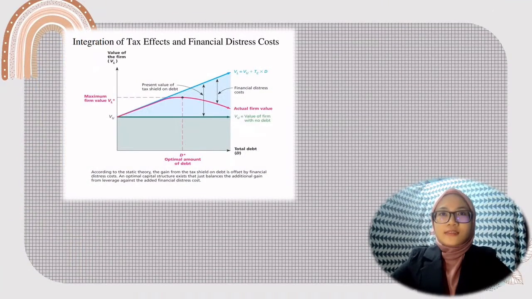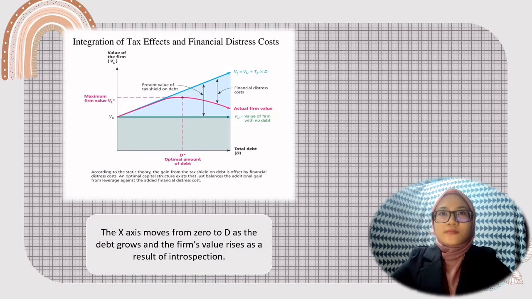Please take a look at this graph, where the x-axis moves from 0 to D as the debt grows and the firm's value rises as a result of the interest tax shield. However, the curve begins to slant as the debt grows, indicating that there is a greater possibility of bankruptcy as the debt grows. That is why bankruptcy cost becomes important and offsets the interest tax shield. As a result, the company's value has not increased significantly.